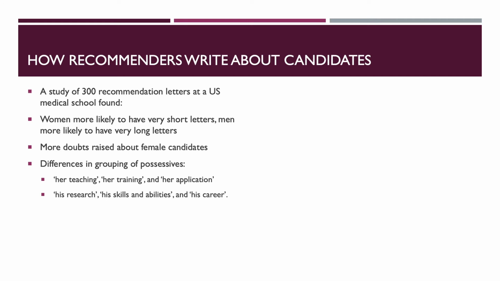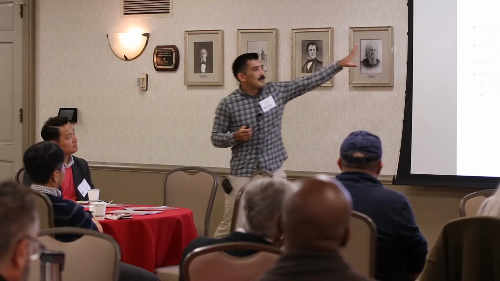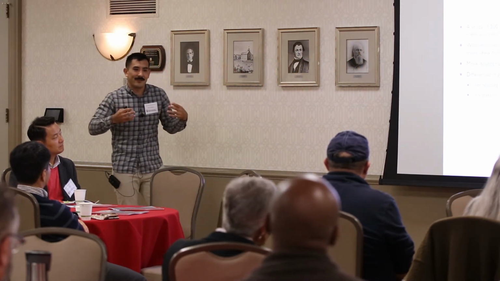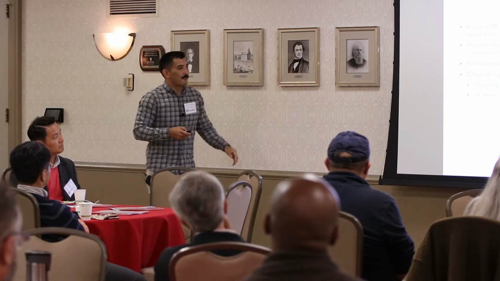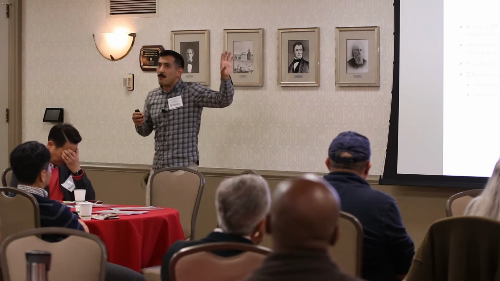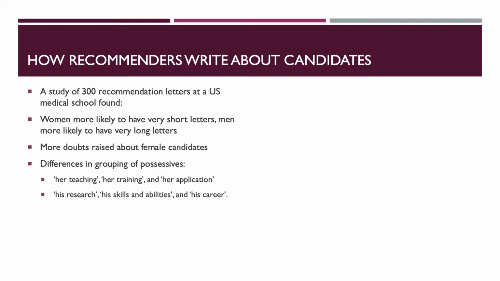if you just looked at the letters and how they're worded differently, women tended to have shorter letters than men, right? Men tended to have longer letters, so their recommenders were willing to write more for men. In those letters, the recommenders would bring up more doubts about the candidate's ability to enter academia, or I guess here be a doctor. And then even in the style of writing, they found that there was a gender difference. So for women, they would often talk about her teaching, her training, her application, right? For men, it was often his research, his skills and ability, and his career, right?